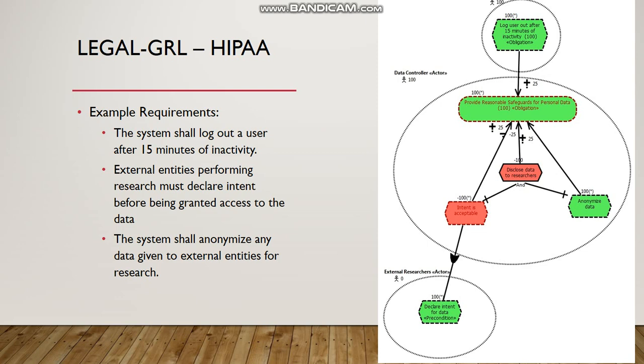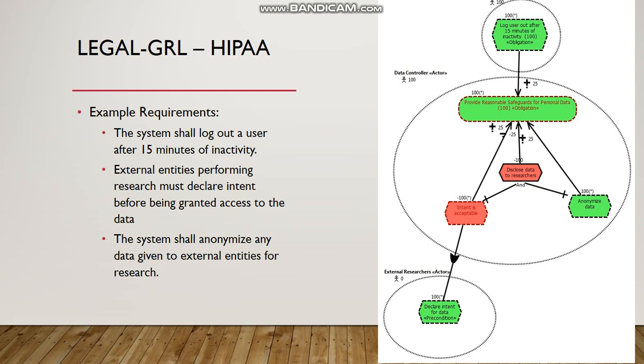Here we see the data controller's goal of providing reasonable safeguards for personal data. The data controller has the task of disclosing data to external researchers if the researcher's intent is deemed acceptable and the data is anonymized. Notice that disclosing the data negatively impacts the goal of providing reasonable safeguards. Even with the precautions of anonymization and proper intent by the research team, a disclosure still poses some risk. The system user's task of logging out after 15 minutes of inactivity supports the high-level goal of HIPAA compliance.